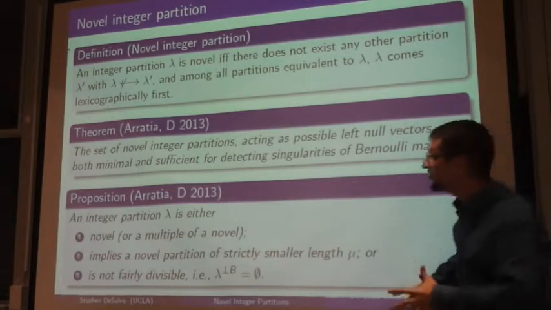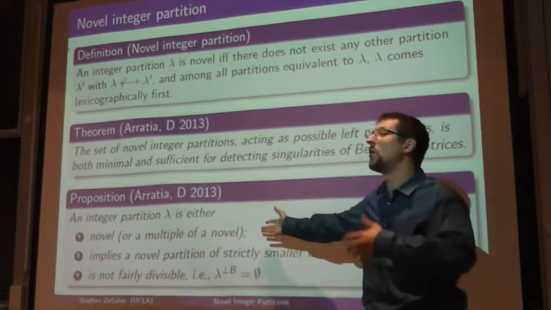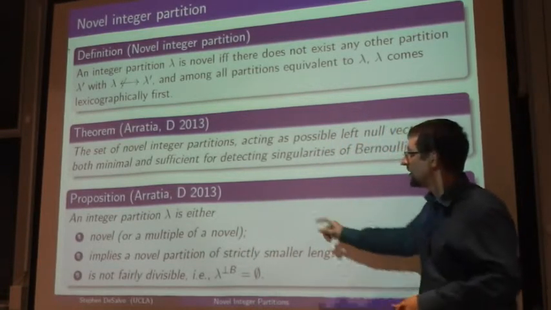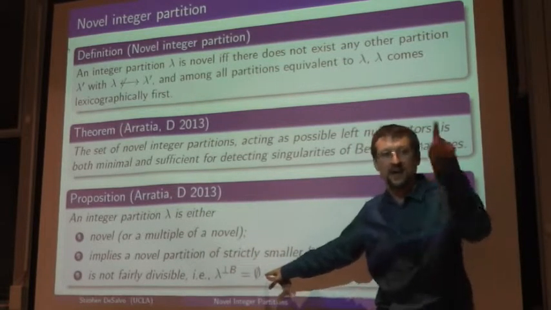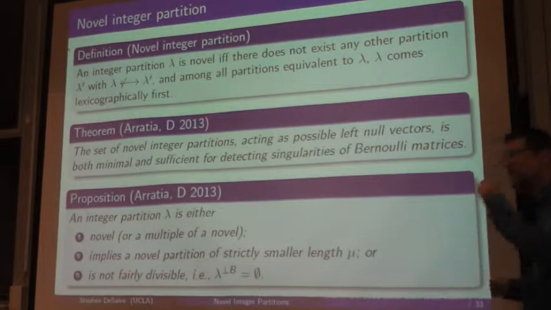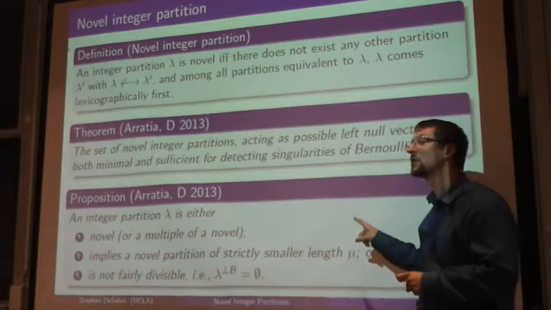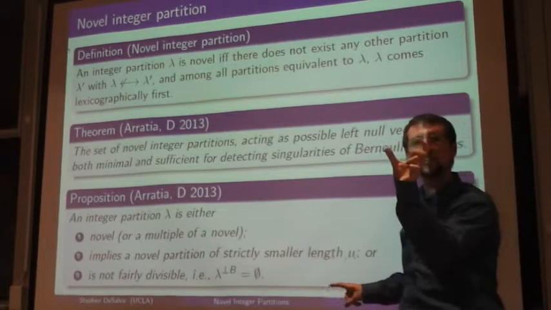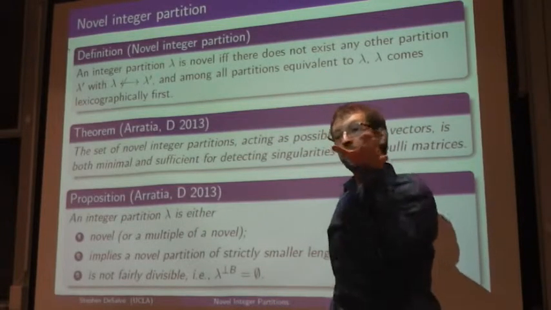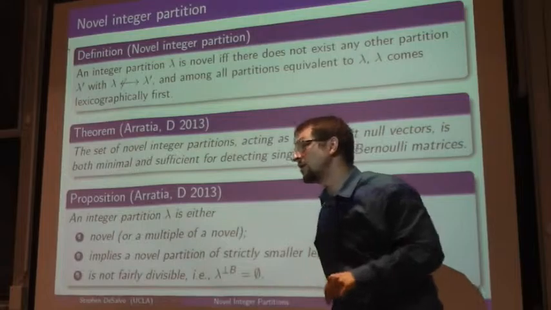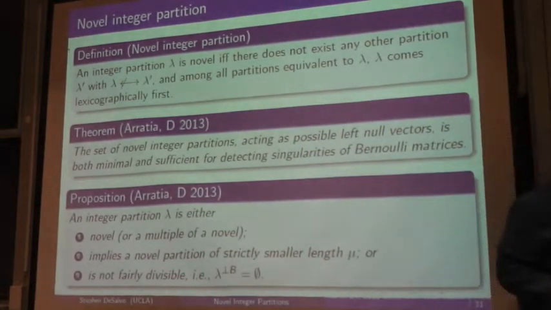And there's sort of a decomposition theorem which basically says every integer partition lambda is either novel or a multiple of a novel. Let's skip down to 3, is not fairly divisible. So that's easy to determine as well. In other words, you can't get back to the origin. Or 2. 2 is the only non-trivial part of this, which is it implies a novel partition of strictly smaller length. So if it's not novel, you get to go to a smaller novel integer partition. That's really nice because that tells you it kind of goes up and eventually it stops.